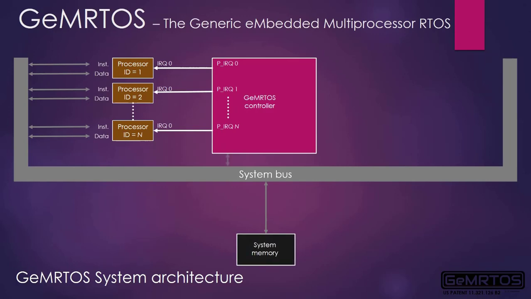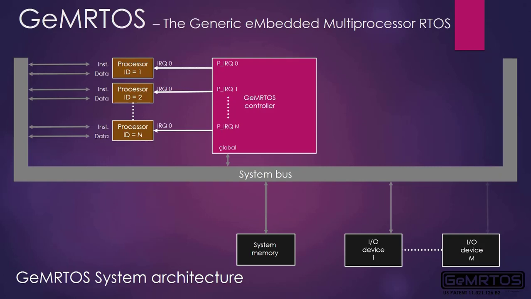The GeMRTOS controller's control and status registers are also mapped into the system bus's memory map. In this manner, the processor can access the GeMRTOS controller's functionality by simply addressing its register in the system bus's memory map. One of these functionalities is the mutex register, which is required to access a critical section of the GeMRTOS code. The system bus is also used to access the input and output devices.